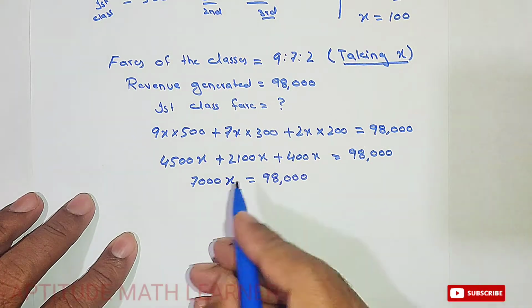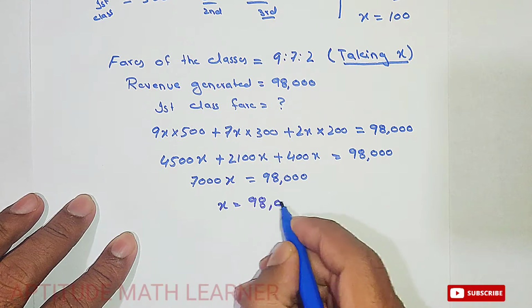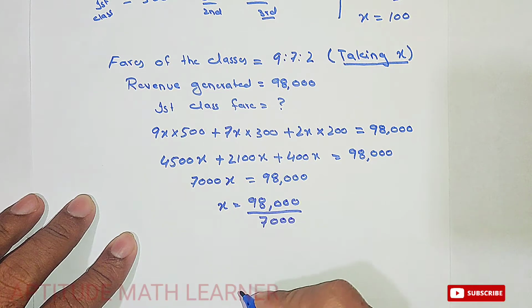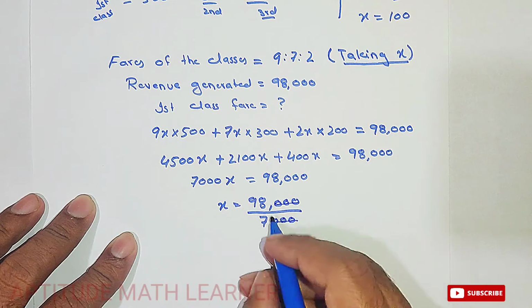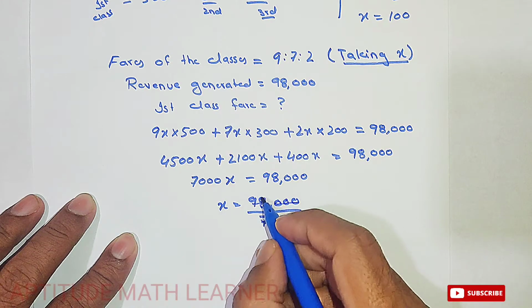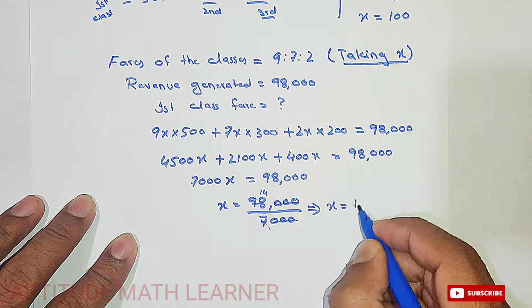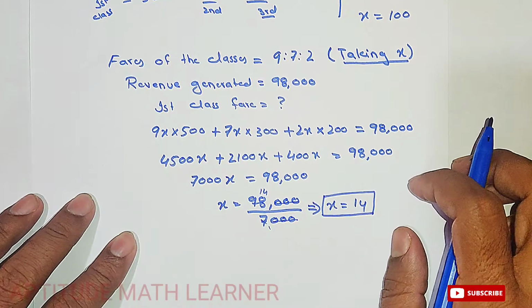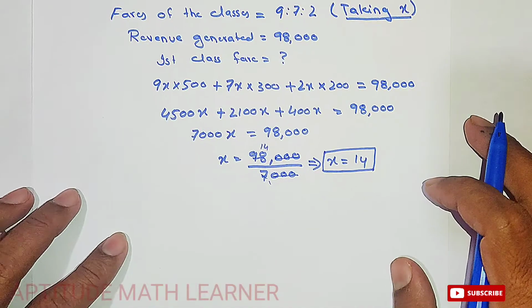To find x, we take 98,000 divided by 7,000. The three zeros cancel out, and 7 times 14 is 98. So we get the value of x as 14. I hope you have understood it clearly. Now we have to find the first class fare, and that will be our answer.